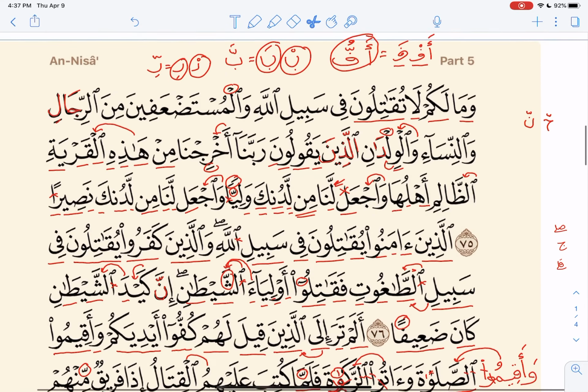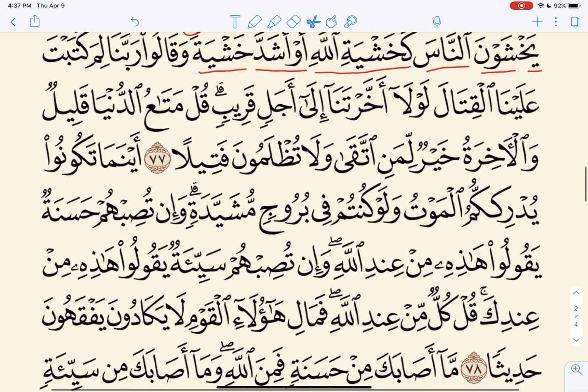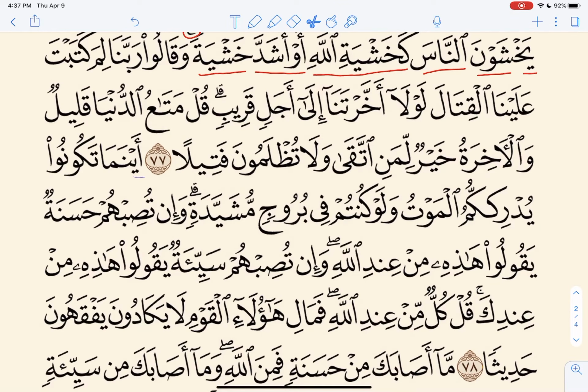So typically speaking, let's jump all the way down here. Say I'm reading this. I said, for example, I'm over here reading. I said, "Aynama takunu yudrikkumu," and I paused. And then I continued, "al-mawt." I can't do that. There's no waqf here for me to do that. Okay, if there was a waqf, I can do that. All right? But there isn't.